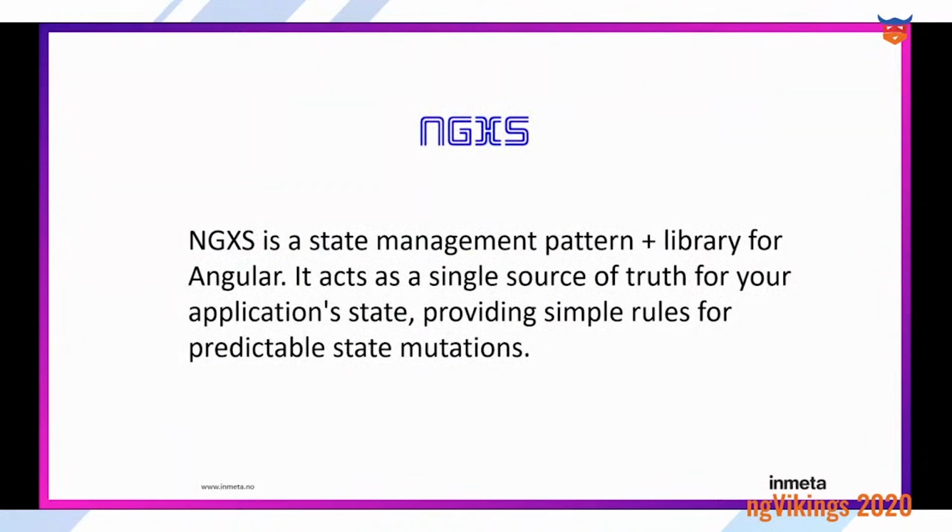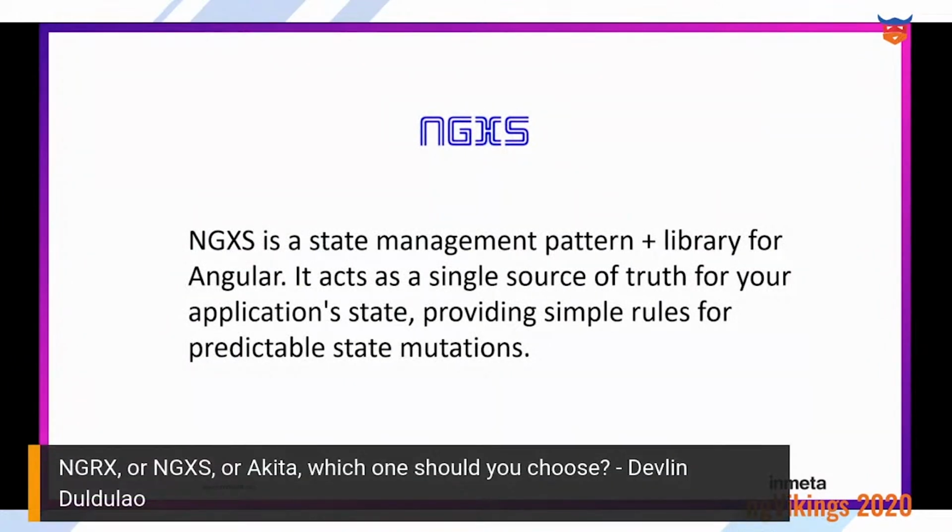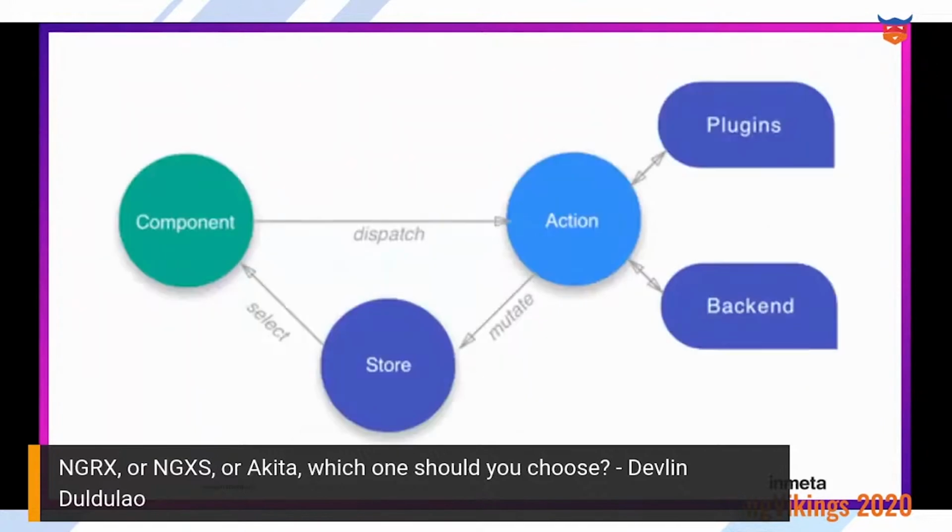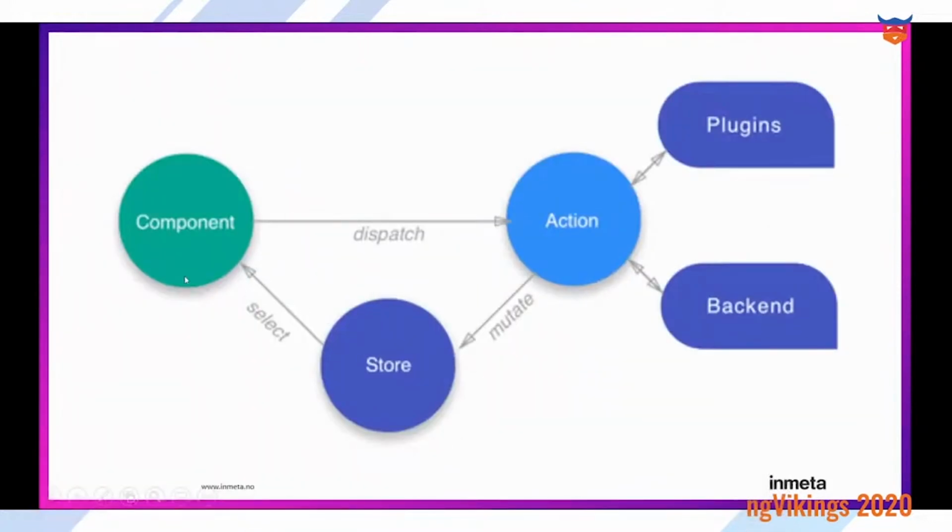Now it's time to move to NGXS. So this is another state management library for Angular. It has a single source of truth store, and this is a diagram of NGXS. We have a component here that gets the data from the store through select, and also dispatches actions. And then the action, of course, can mutate the data inside the store. The thing here is it doesn't have that concept of effects or side effects. So basically that's the only difference between NGRX and NGXS.